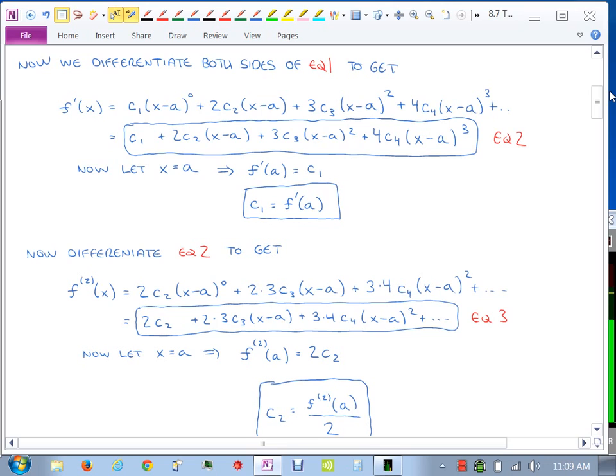That means the second derivative at a equals 2 times C2, right? It was 2C2. Divide both sides by 2, and you get that. So C2 is the second derivative of the function evaluated at a, divided by 2. Y'all see how this is working? We continue. We repeat.